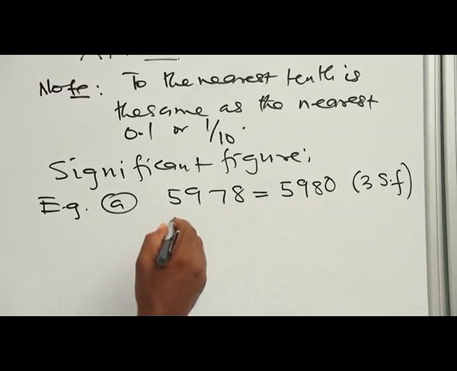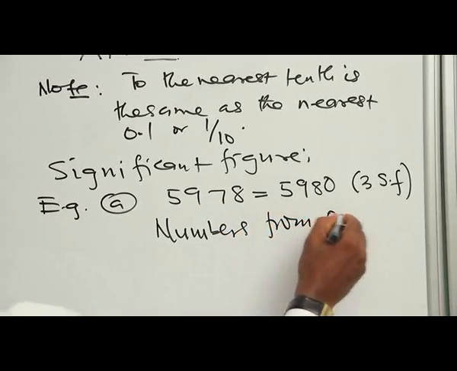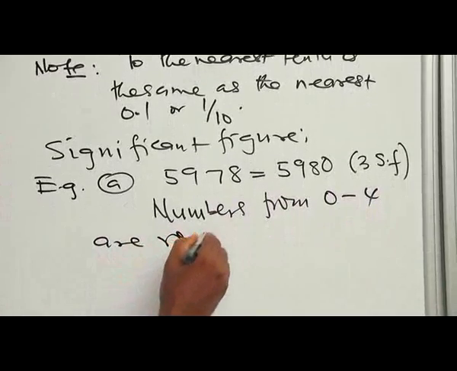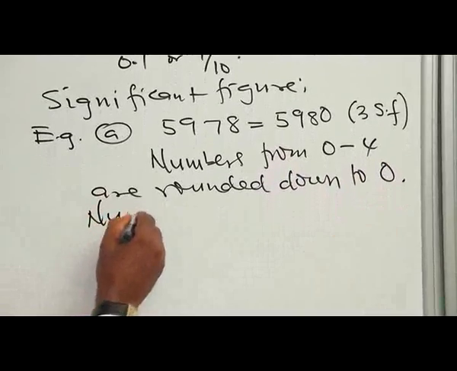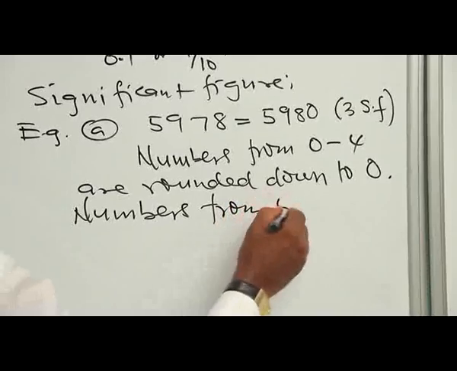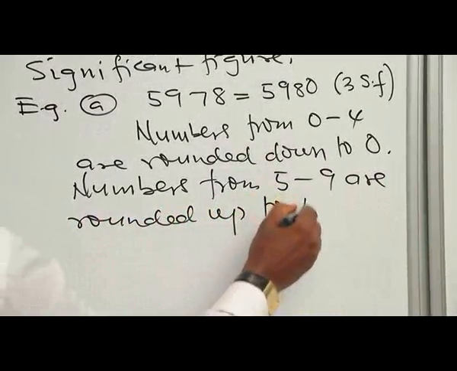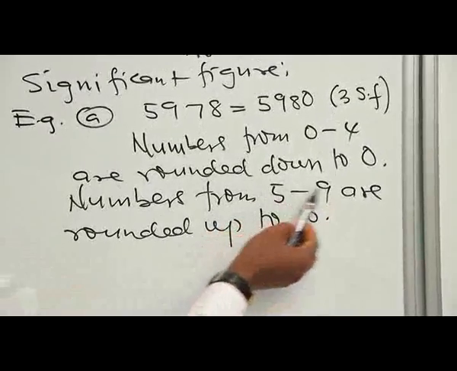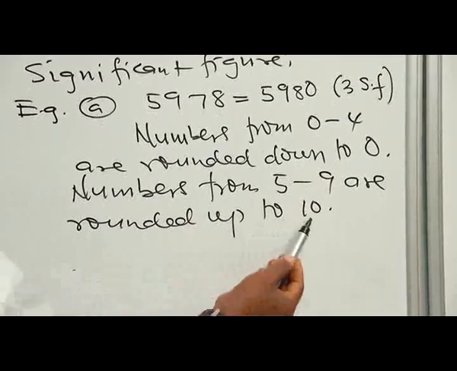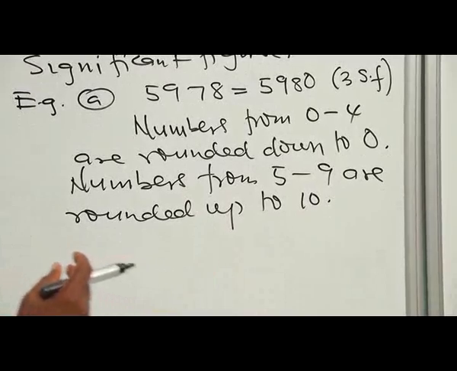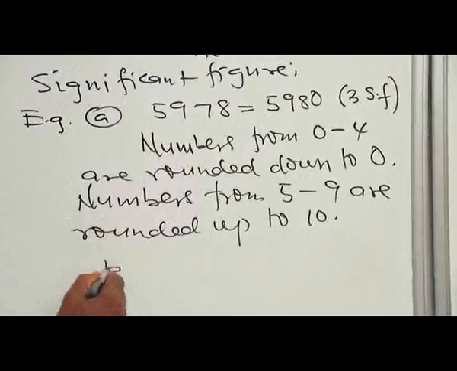In essence, what we are trying to say is that numbers from 0 to 4 are rounded down to 0, while numbers from 5 to 9 are rounded up to 10. In other words, we say that these numbers are closer to 10 than they are to 0, while the numbers 0 to 4 are closer to 0 than to 10. So normally, when we are rounding numbers to a given number of significant figures, we put this into serious consideration.